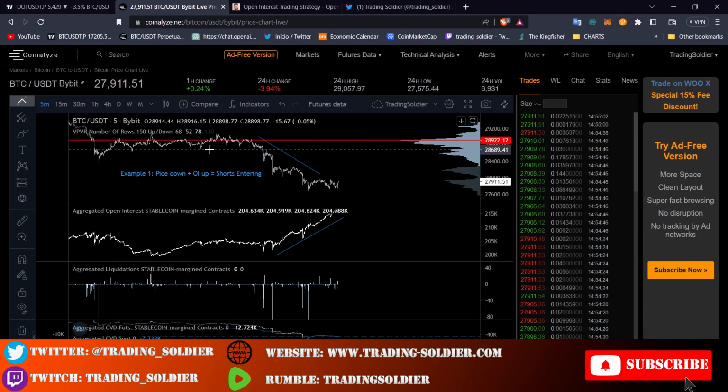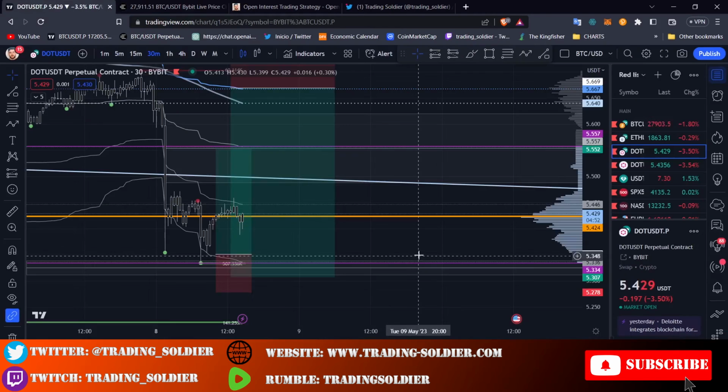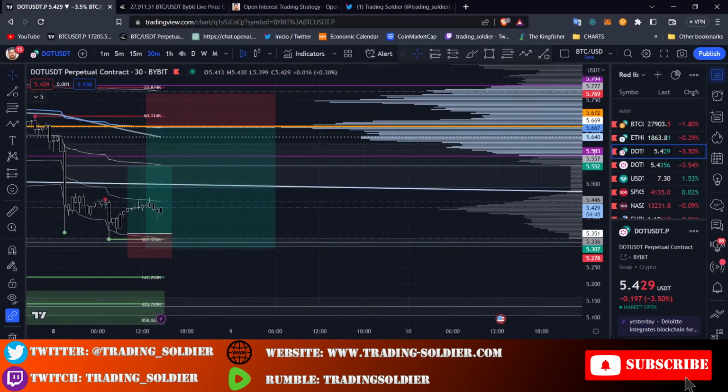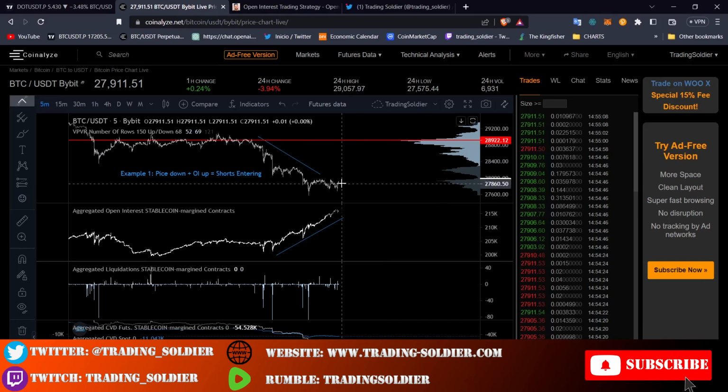I use TradingView for my daily trading strategies, and for other indicators, as you see here, I'm using other indicators, other charts, and also I use CoinAnalyze. You can also find open interest in, for example, TradingLite, which is a very good charting platform that you maybe are using or paying for.